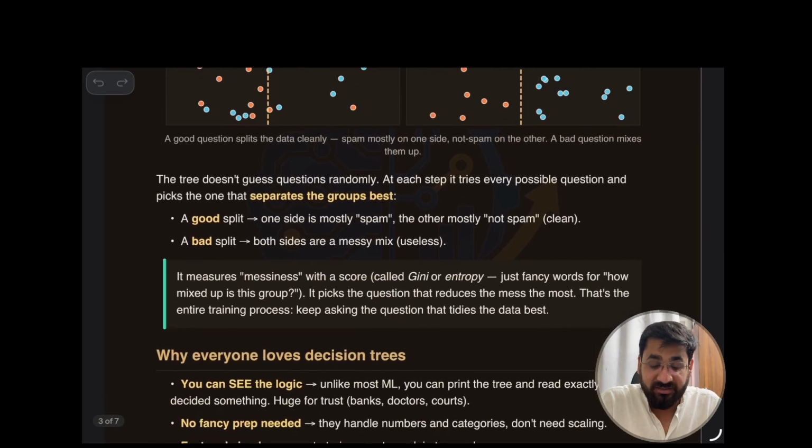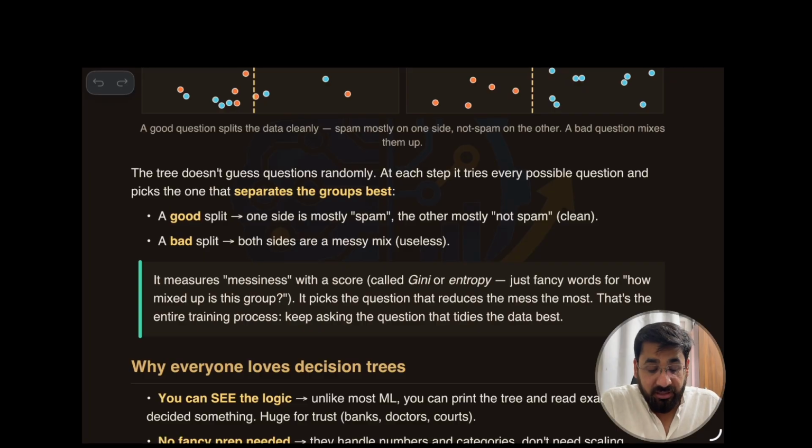So what does it say? A tree does not guess questions randomly. At each step it tries possible questions and picks the one that separates the group in the best possible way. What is a good split? One side is mostly spam and the other side is not spam. Like it is deciding spam or not, but we are discussing orange and blue balls.